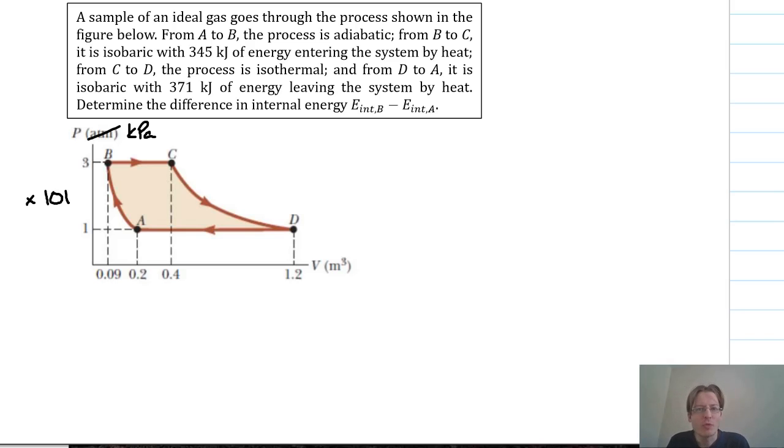So here's our first example of working with gas taken through a cycle. We're told to find in this question the difference in energy at point B compared to point A. In other words, the change in energy in going from A to B. That's what we're after.